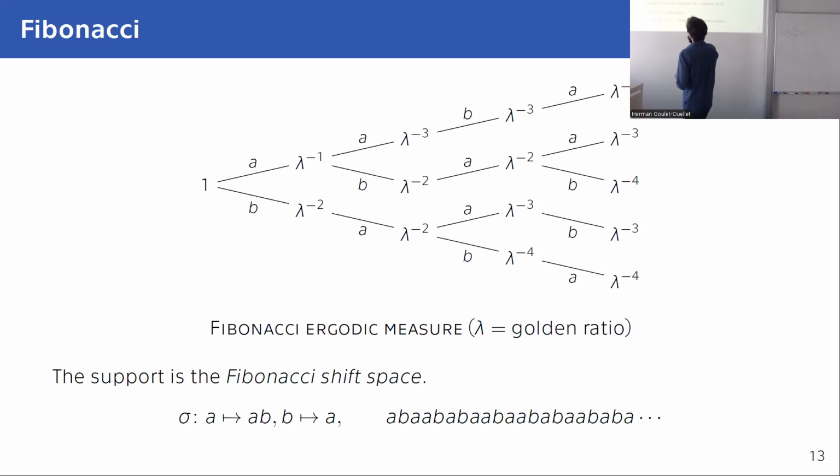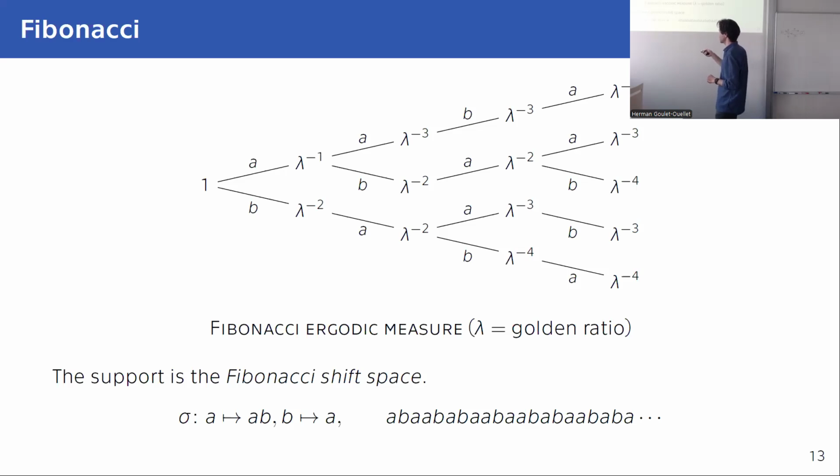And so, of course, I didn't tell you how I built this tree, but there is actually a rule for building this tree and for continuing this tree. And you can check that when you build it like this, the measure is indeed an ergodic. This is indeed a probability measure. First of all, it's not obvious, but you can check it. And it's an ergodic measure.